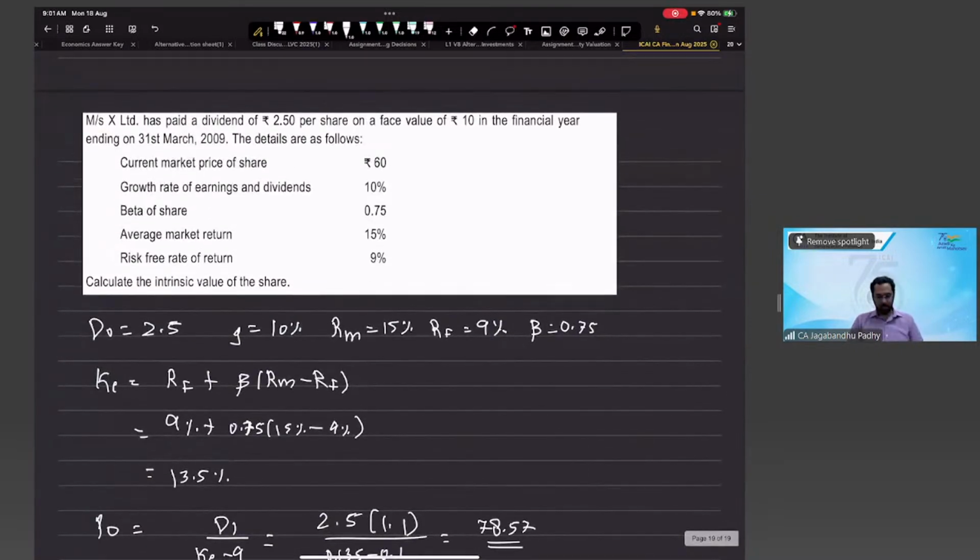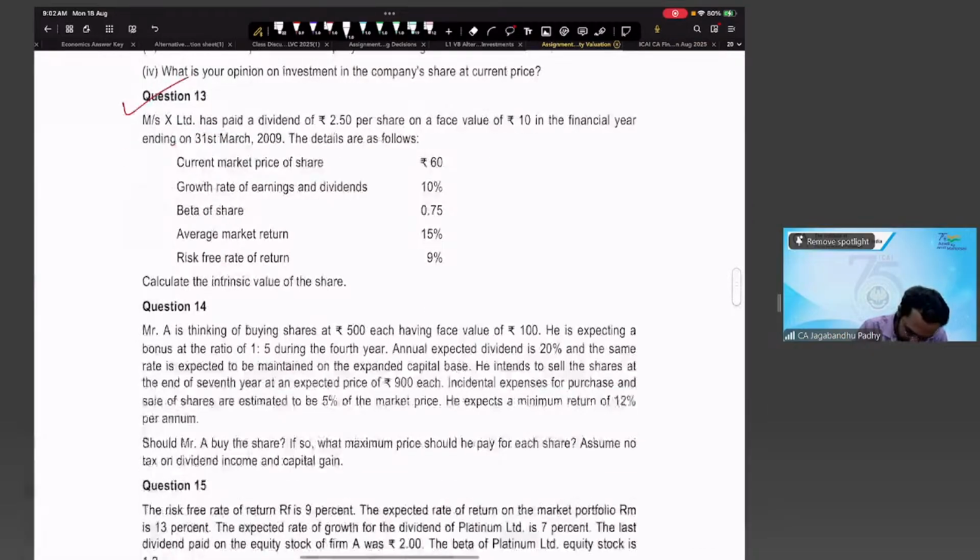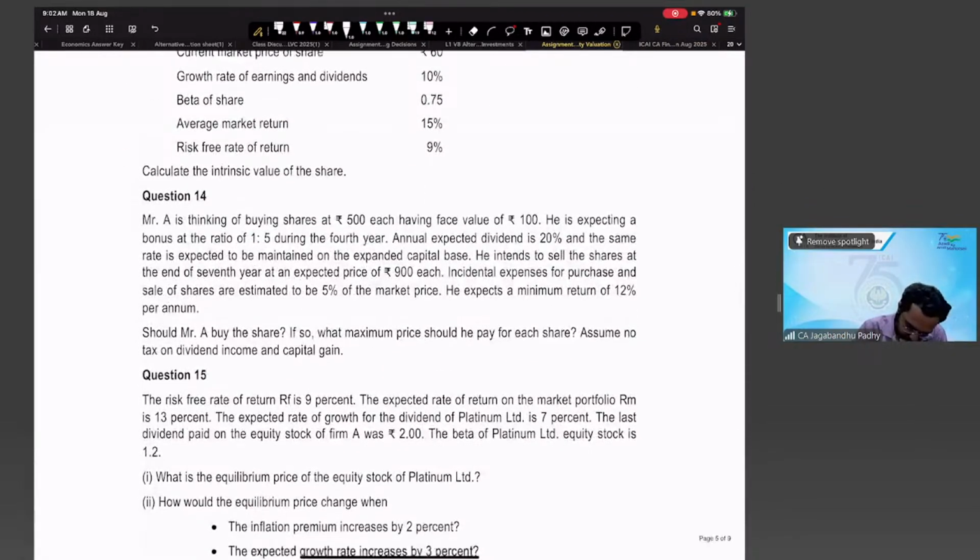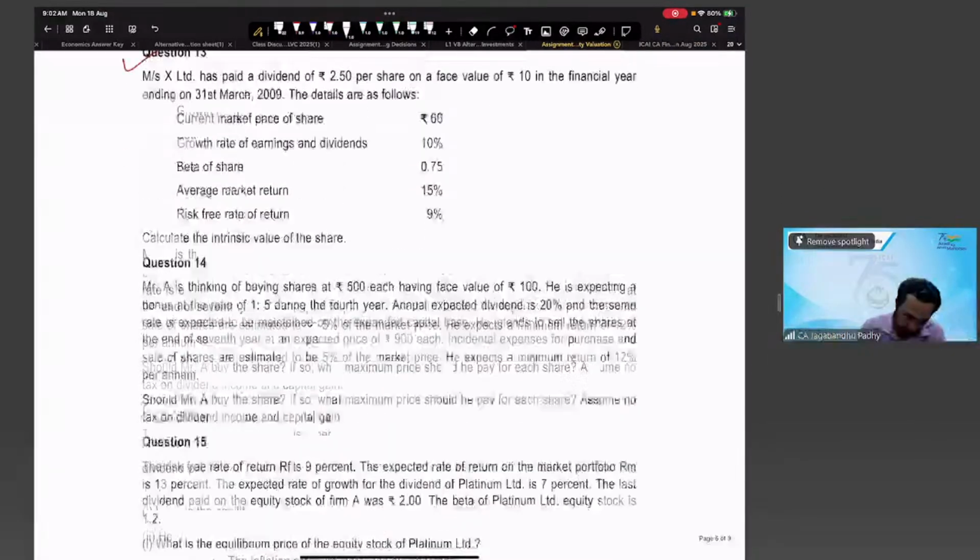Okay, so is the share price undervalued or overvalued in the market? P0 is 60. Undervalued, right? It's undervalued, sir. So we should buy the share. Yes, sir. Okay. Easy question then.